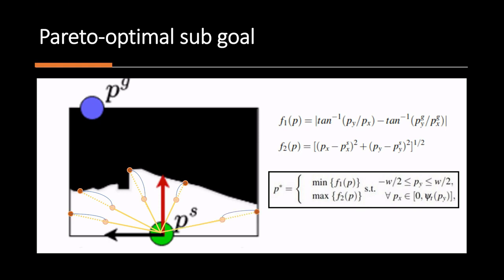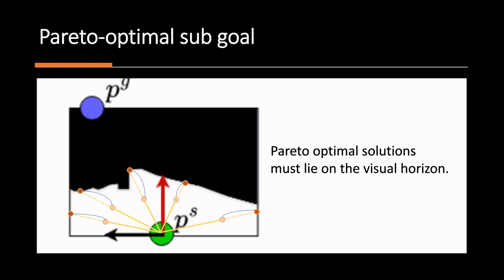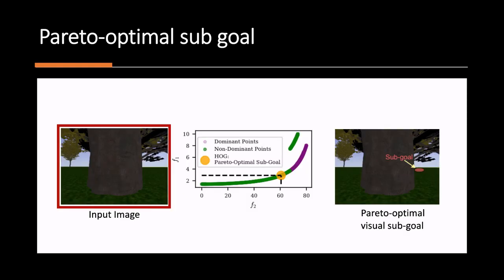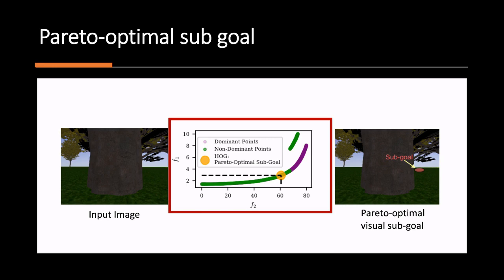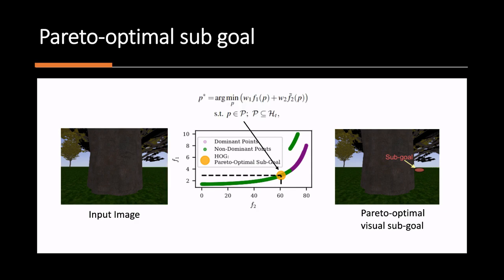As a result, our search space is significantly reduced, and we only need to evaluate the horizon points to identify the optimal sub-goal, referred to as the horizon optic goal, HOG. In the given input image, where the goal is behind the tree, a Pareto optimal sub-goal is identified on the right side of the tree by evaluating the dominance of only visual horizon points. This figure shows the evaluation of the Pareto optimal set for visual horizon points, where the green points dominate the purple points. Finally, HOG is selected from the Pareto set by minimizing the weighted sum of both objectives.